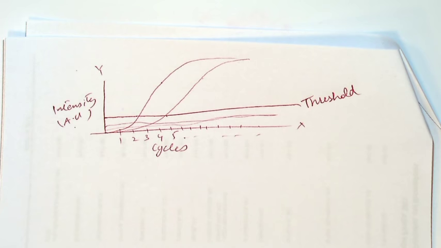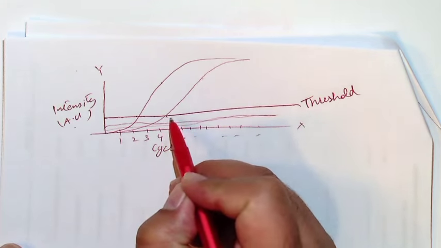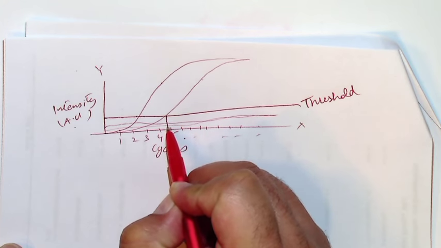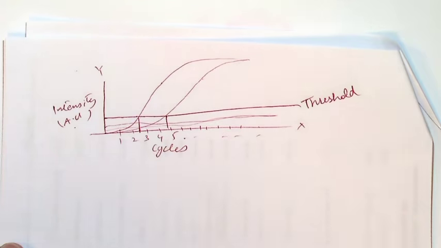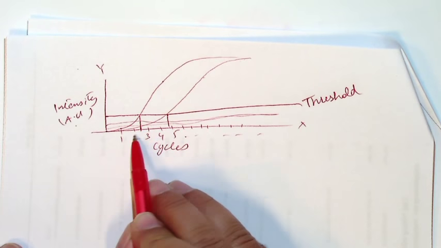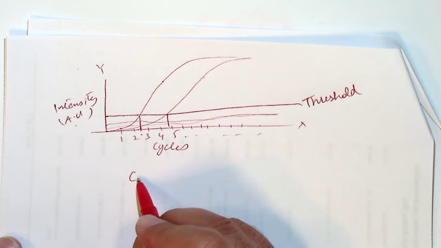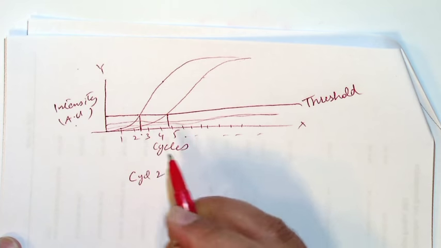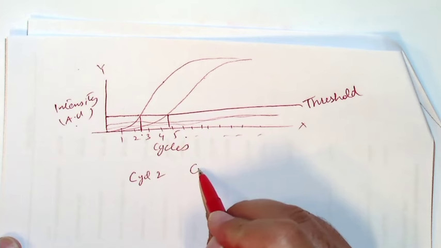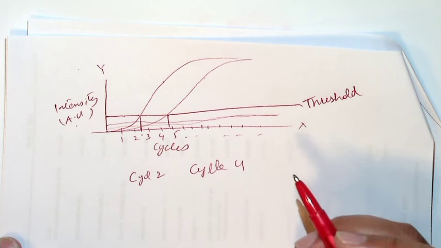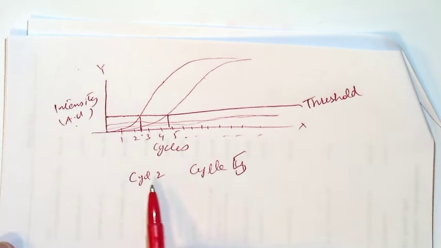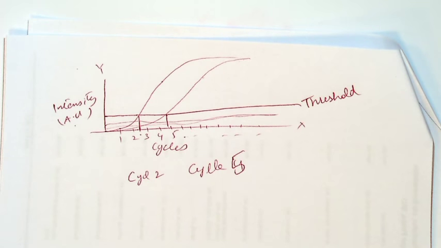So what we can do is, let's look at what cycle it crosses the threshold. To make it simple, let's say sometimes it's between those cycles, okay? But to make it simpler, let's say this crosses the threshold at cycle 2, and this crosses the threshold at cycle 4, for example. No, let's say 5. So one crosses the threshold at cycle 2 and one crosses the threshold at cycle 5. So from this, can you tell me how many times more concentrated one would be than the other one?